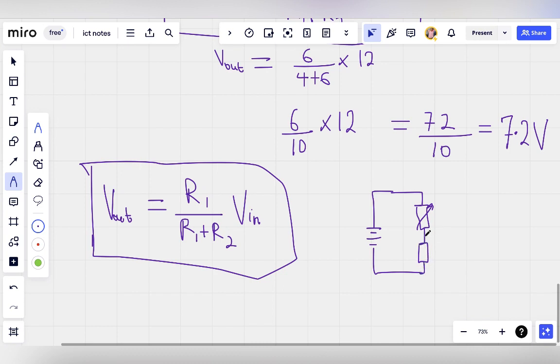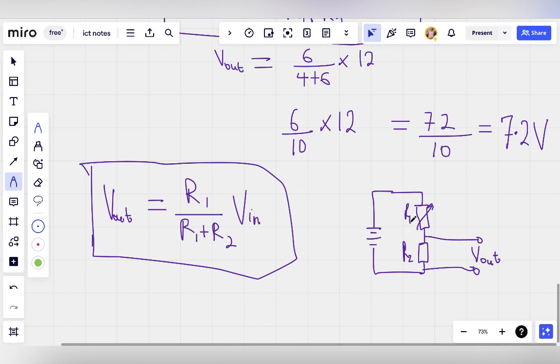The one we calculated just now was if they put the output voltage here, if they say calculate your V out here. That's why I did it that way. But for that question, they didn't put it here. They put it on the variable resistor. This is R2, and this is R1.